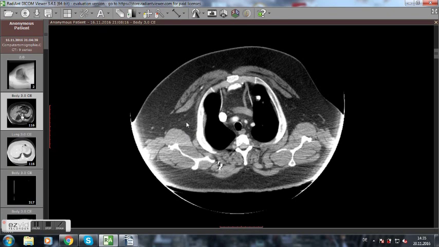So let's start with this CT. This is a CT of a 33-year-old patient. The patient came to the ambulance with heavy shortness of breath. He was overweight, about 170 kilos at a height of 190 centimeters. And the primary clinical diagnosis was a pulmonary embolism. So here we have the CT.